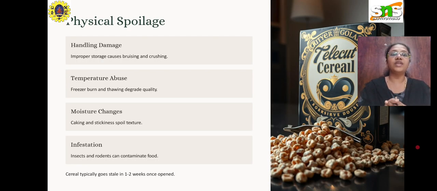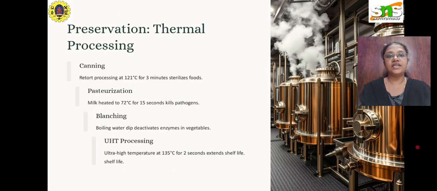Coming to physical spoilage, how physically the food can be spoiled is related to the raw material handling, the method adopted for processing, the stages of processing it undergoes, and at the end, how the storage practice is adopted. Based on all these factors we can conclude that it can lead to physical spoilage.